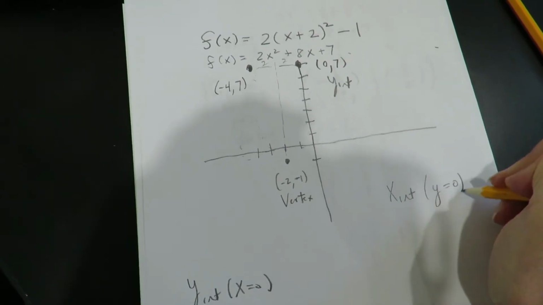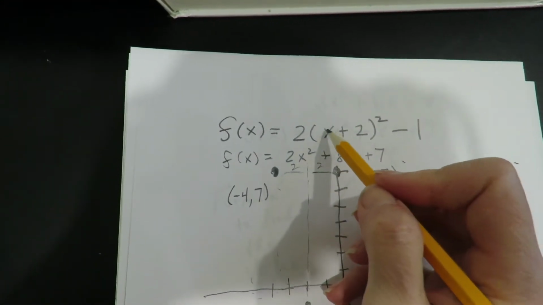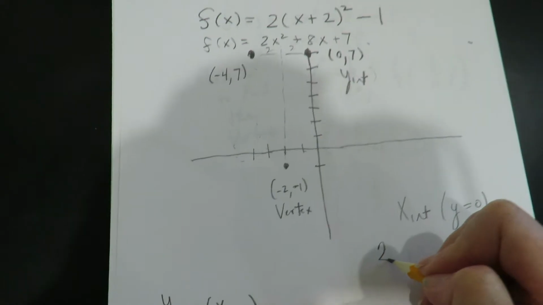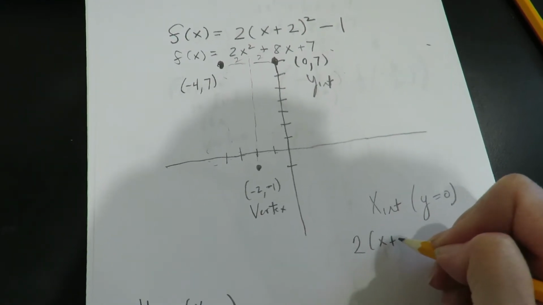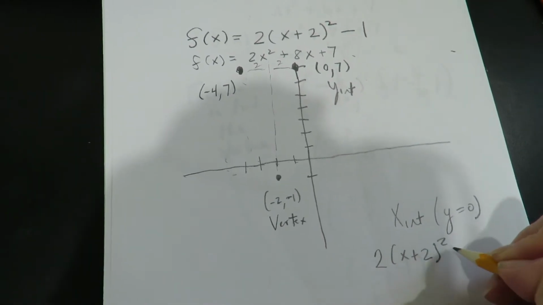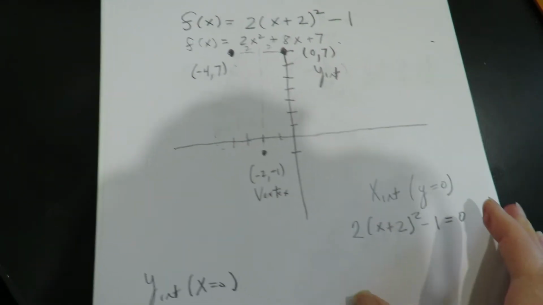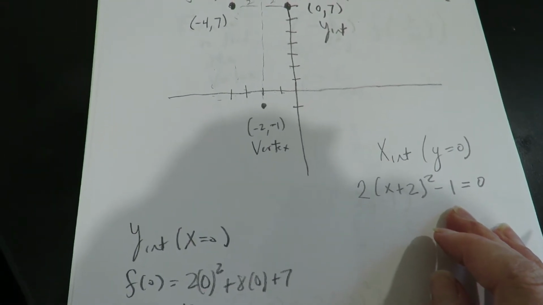X-intercept, you're going to let the y equal 0. You can start it here or start it here. I'm not telling you how to solve it. I actually think it's good if you do it your own way. You're just solving a quadratic. So my brain likes to start here. This doesn't have to be your brain.